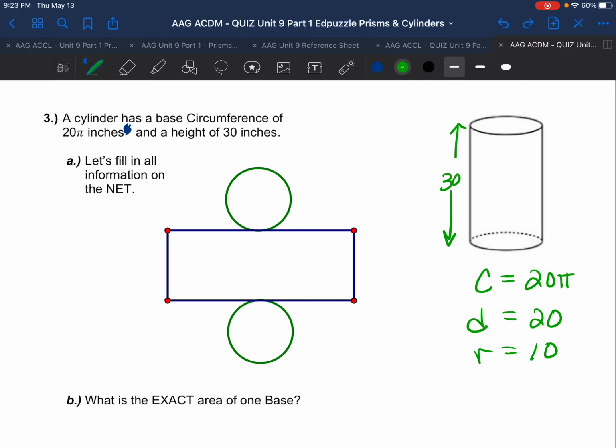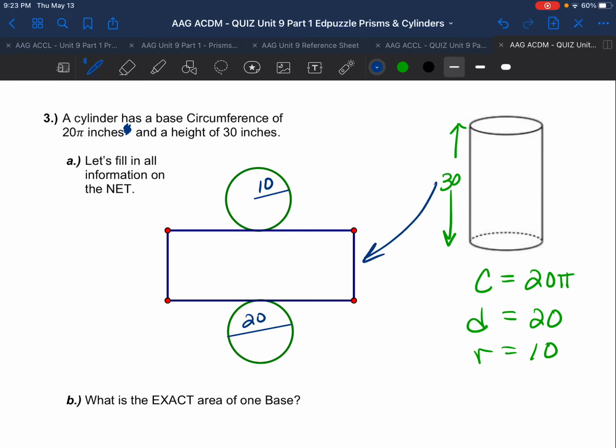So let's now take a look at part A. It says, fill in all information on the net. All right, so guys, let's do this. Ready? I'm going to draw this first, which would be the radius. I'm going to label that with a 10. I'm going to draw a full diameter, and I'm going to label that 20.